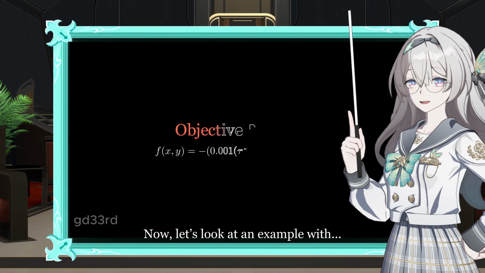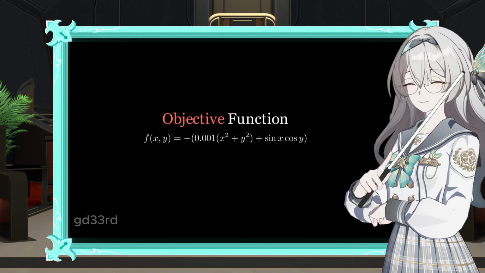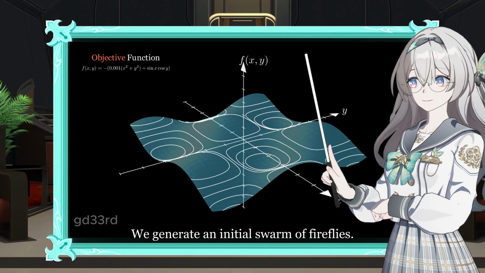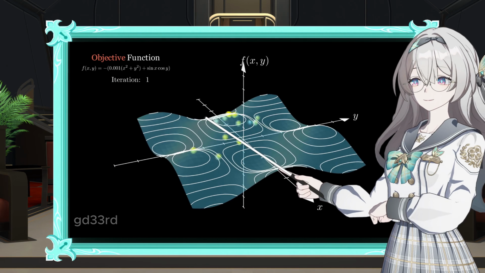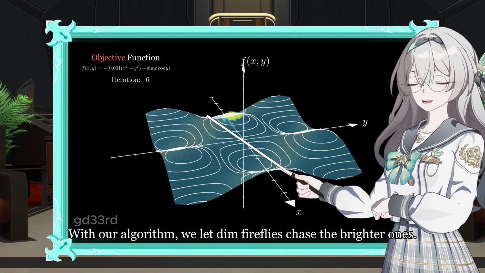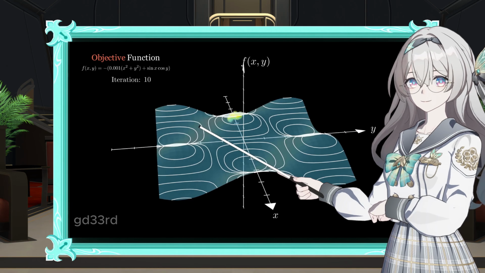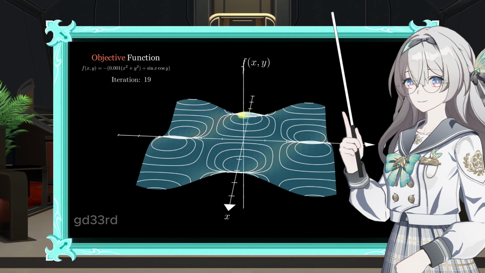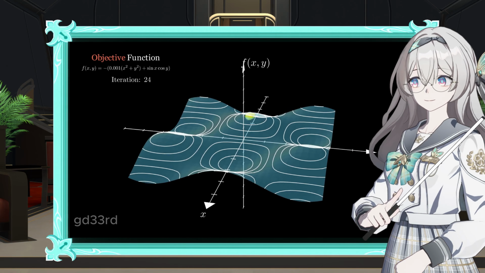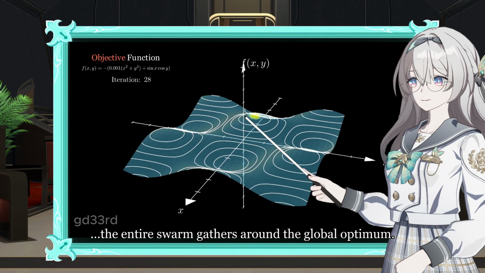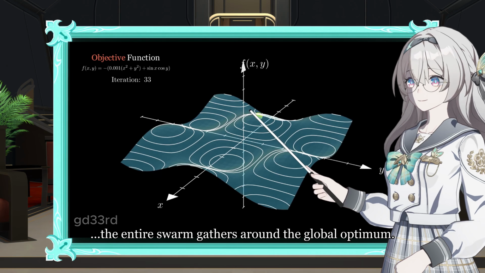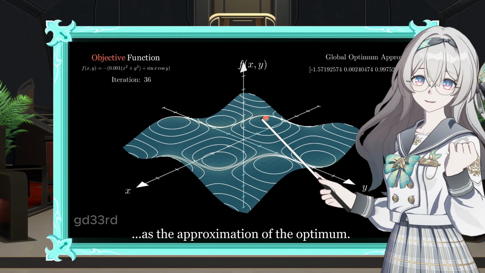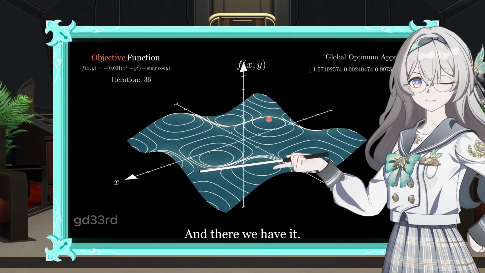Now let's look at an example with a multivariate objective function. We generate an initial swarm of fireflies. With our algorithm, we let dim fireflies chase the brighter ones. As clusters begin to form, the better solutions will attract more fireflies. And gradually, with each iteration, the entire swarm gathers around the global optimum. Finally, we pick the best firefly as the approximation of the optimum. And there we have it.